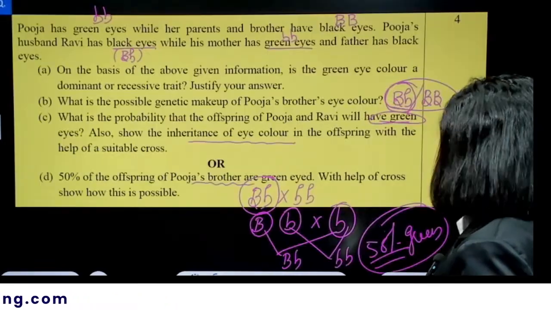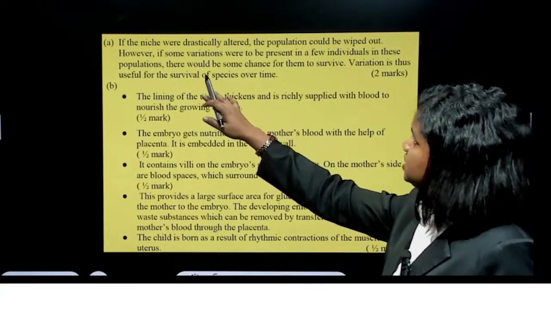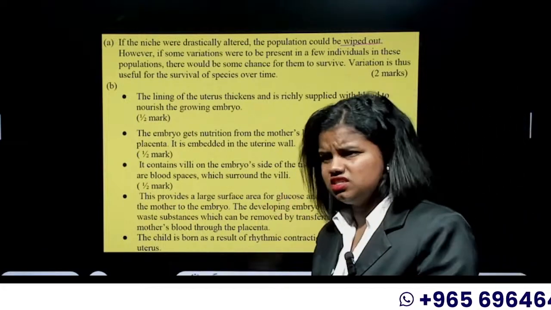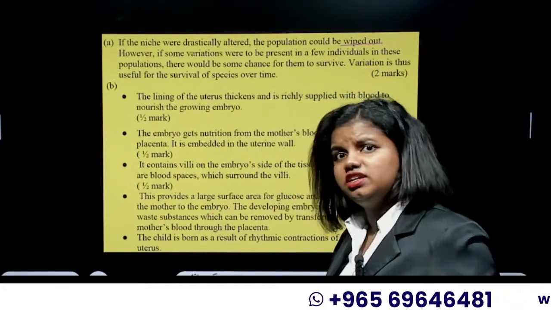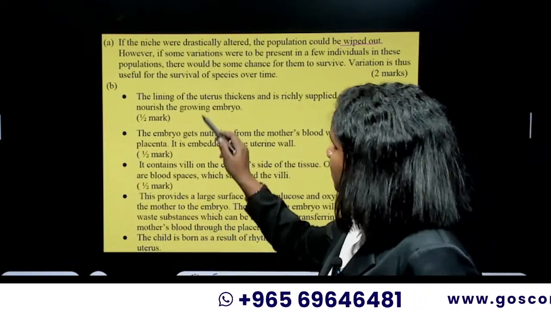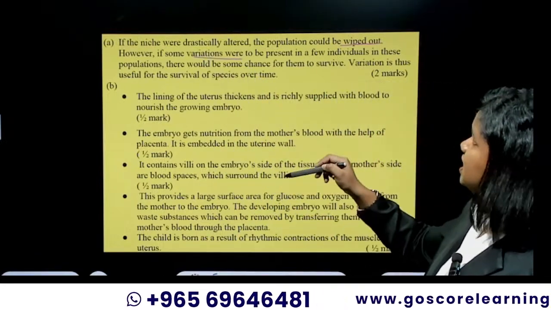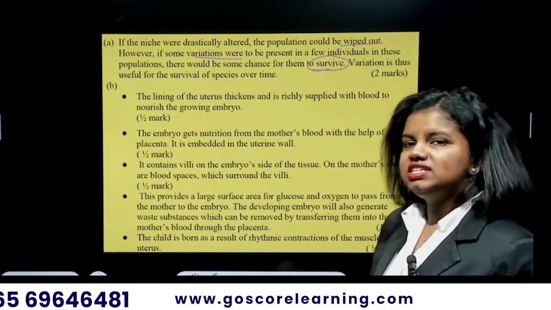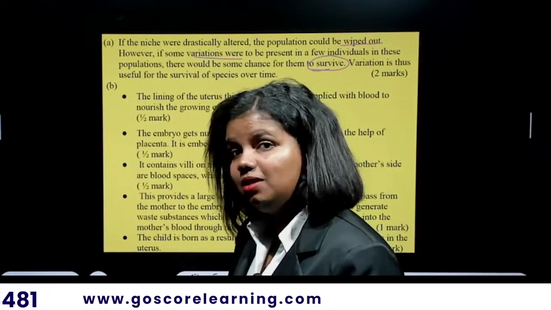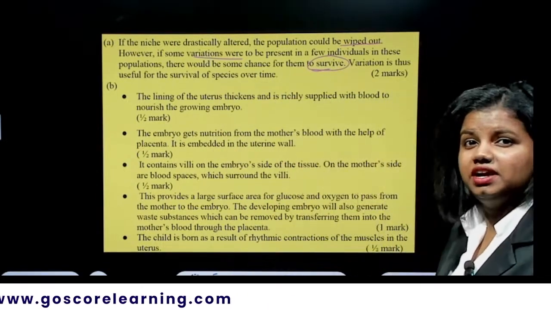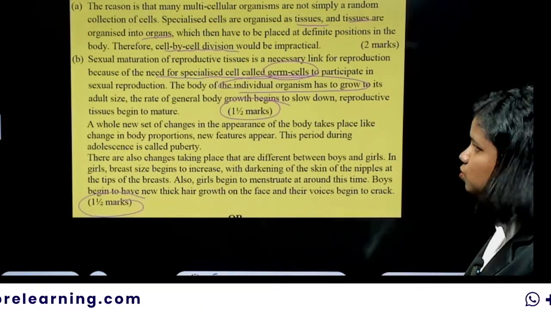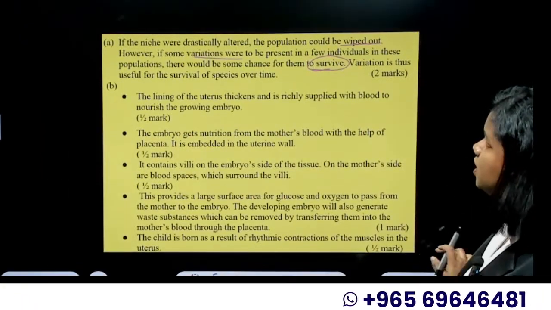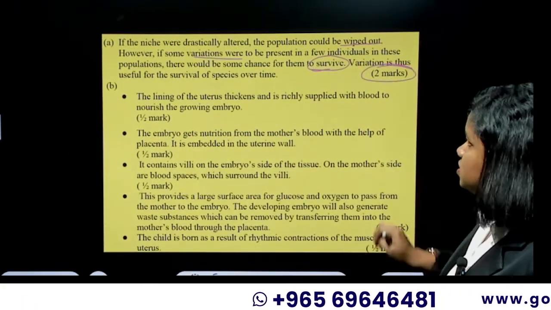See, I'll show you how the marks are distributed here. If the niche is drastically altered, the population could be wiped out. So if the entire niche, the food habits, the resources, all change in one night, we all can die, right? But if variations are present, which should be positive, it will help the organism to survive. So you can say that positive variation helps an organism's evolution and its survival, the ability to adapt to a new niche. That's what you have to explain in that part. If you explain that part, you will get 2 marks.